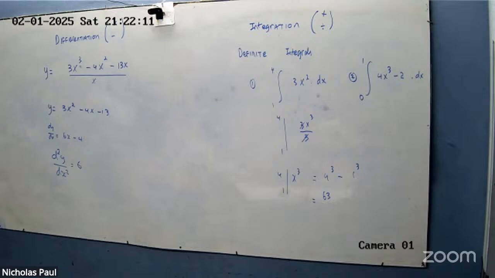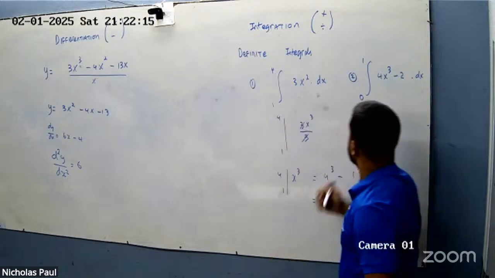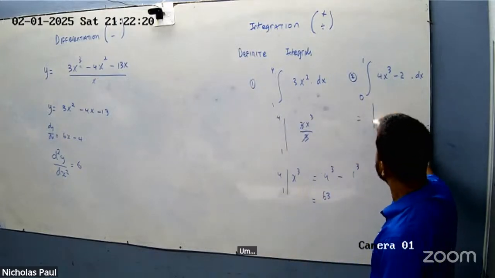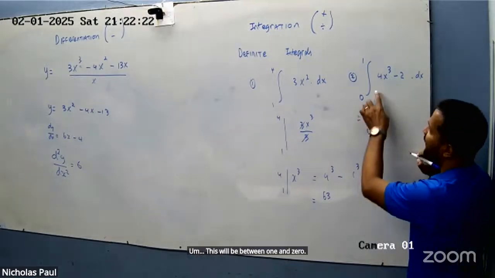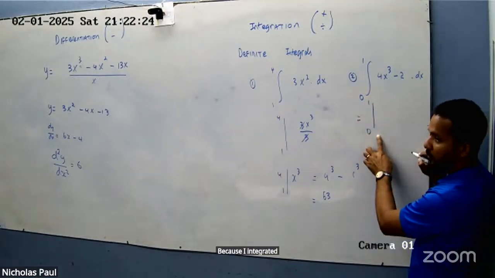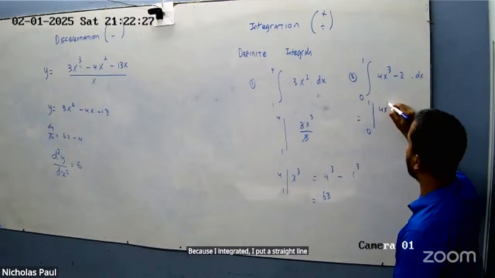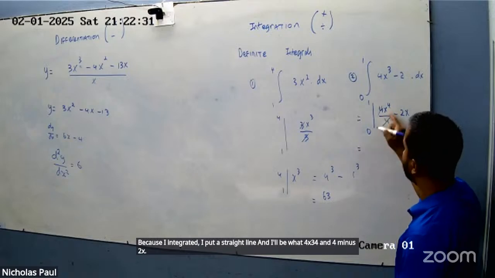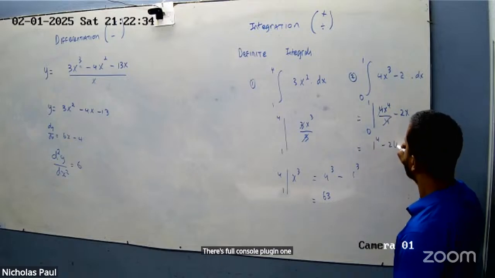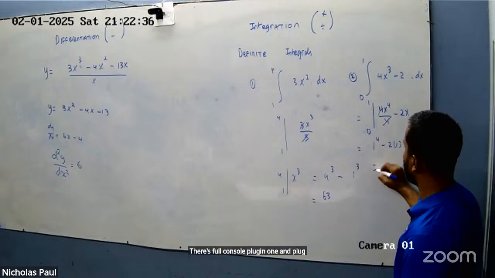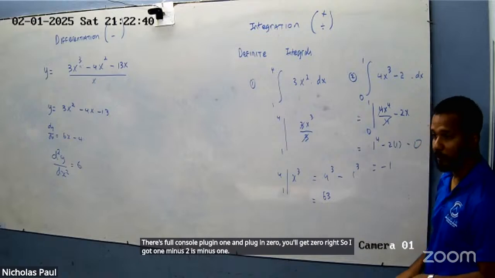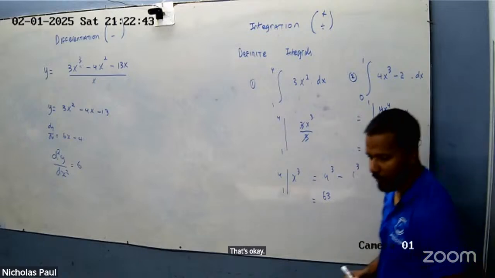All right, let's check out this one. This will be between 1 and 0, because I integrated, I put a straight line. That'll be x to the 4 and 4 minus 2x. This 4 will cancel. Plug in 1 and plug in 0, you'll get 0. So I got 1 minus 2, which is minus 1. That's okay? Checking the calculator as well.